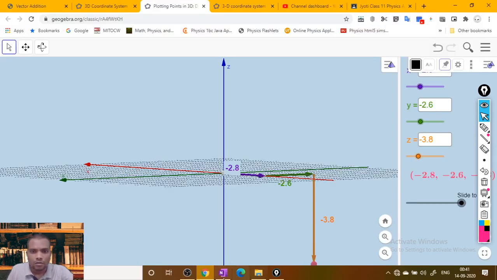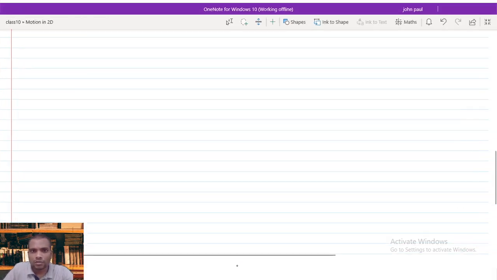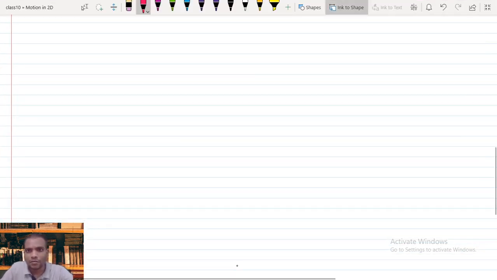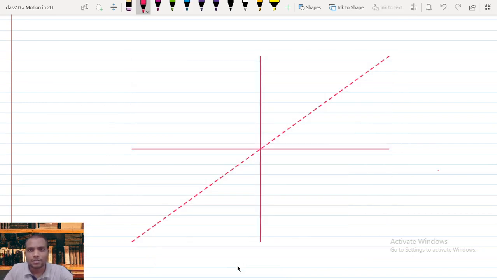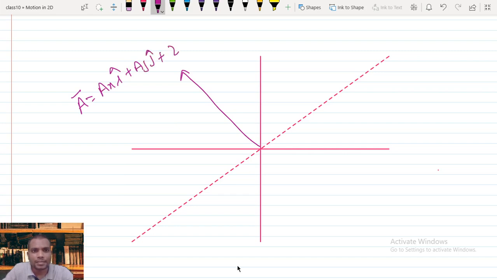Now, what is my task right now? I need to write, in three dimensions, we learned we have three axes, x, y and z axis. So any vector in three dimensions is represented as A bar equal to Ax i cap plus Ay j cap plus Az k cap. So this is a vector notation in three dimensions.